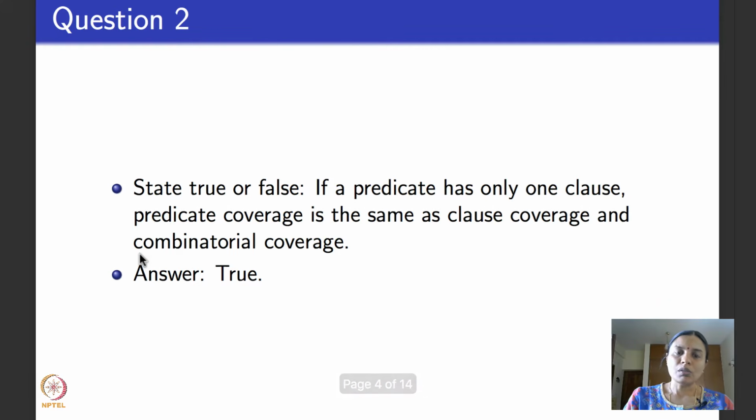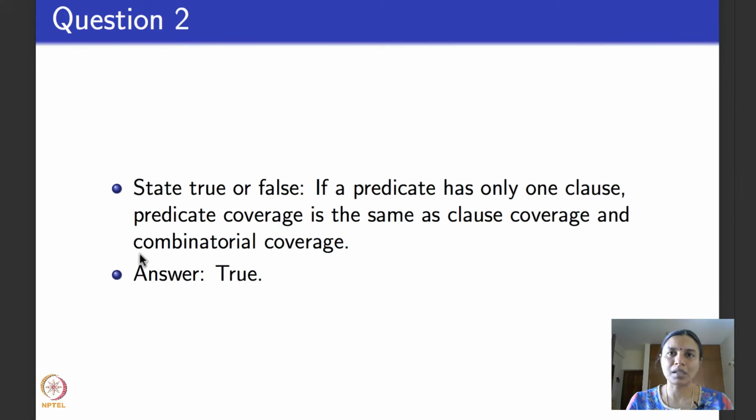The second question was a simple state true or false question. It asks, consider a predicate that has only one clause. Is clause coverage the same as predicate coverage the same as combinatorial coverage? So the answer to this question is an obvious yes or true. Why? Because the predicate has only one clause, so making the predicate true or false will also make the clause true or false, and there are exactly two possible assignments for this single predicate that contains a single clause. That's the entire truth table.